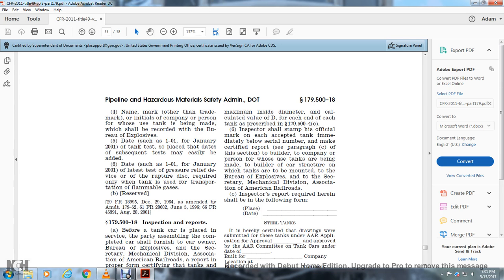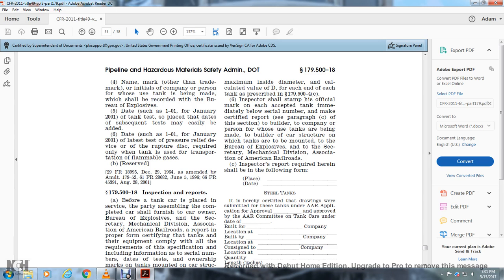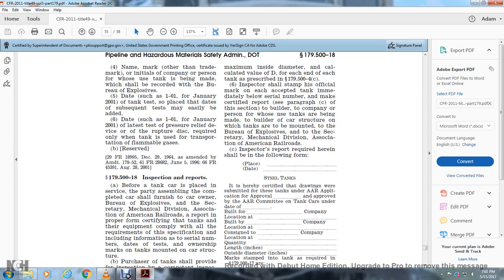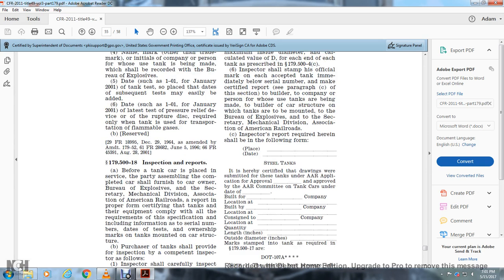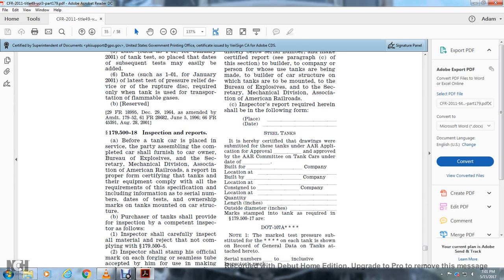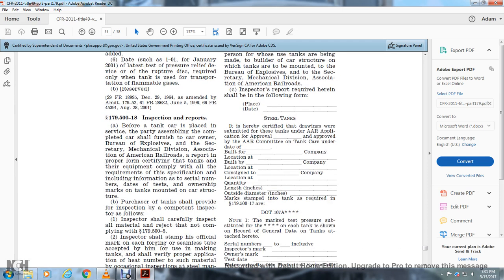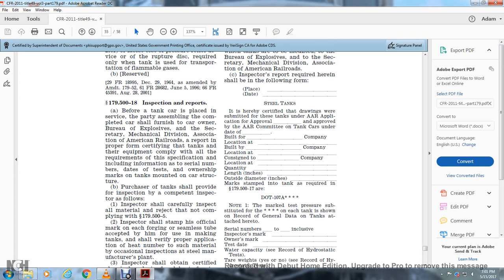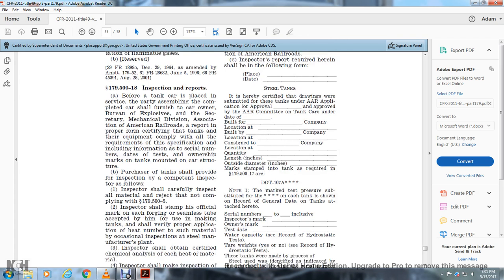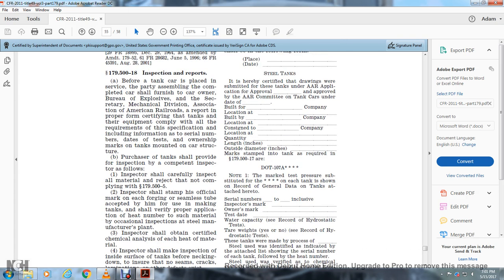Inspector reports required herein shall be in the following form. It is hereby certified, with the drawings submitted with these tanks of the AAR application, with approval and proof of the AAR committee, that the tanks are built, date built, for the company, built by a company, for location designed by the company, location, with the quantity, length, inches, outside diameter, inches, marked, stamped, and the tank of cars required in 179-517. Also serial numbers, extra marks, owners' marks, testing date, water capacity test, tare weights.